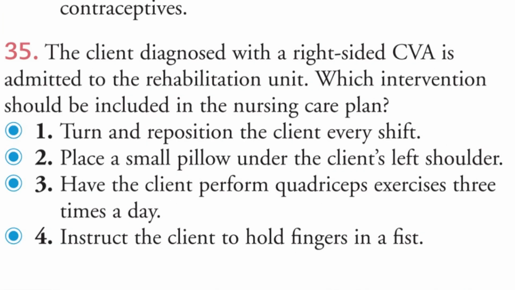35. The client diagnosed with a right-sided CVA is admitted to the rehabilitation unit. Which intervention should be included in the nursing care plan? 1. Turn and reposition the client every shift. 2. Place a small pillow under the client's left shoulder. 3. Have the client perform quadriceps exercises 3 times a day. 4. Instruct the client to hold fingers in a fist.